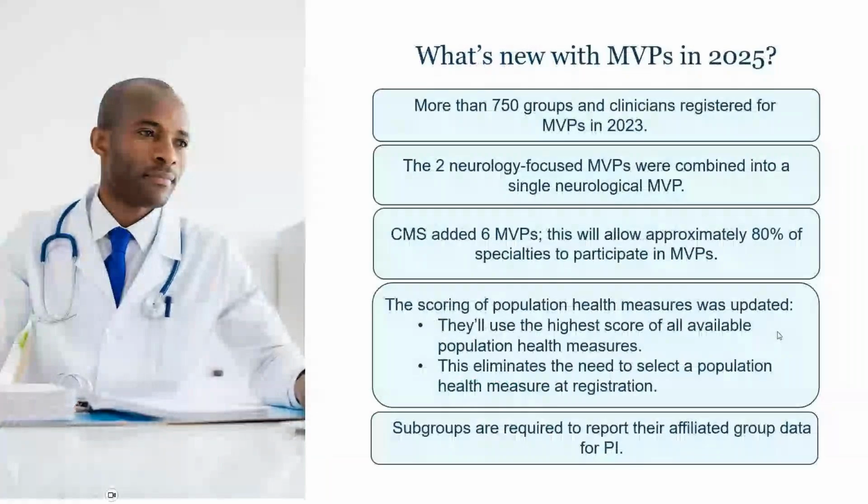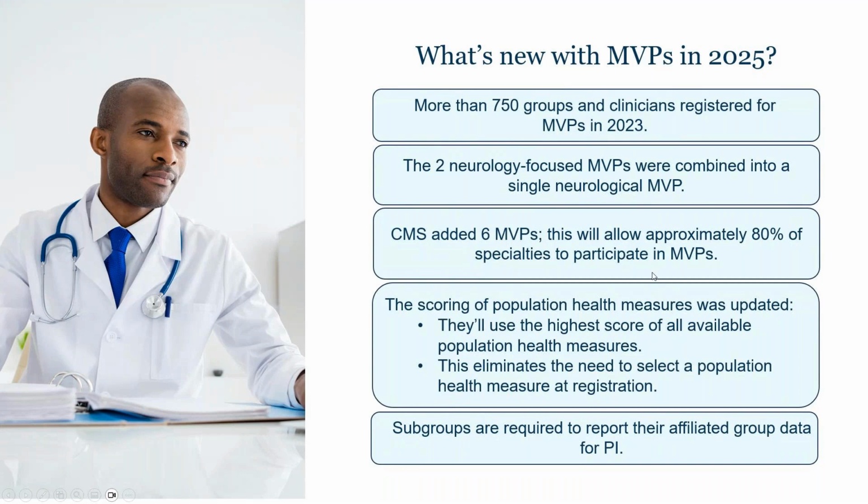So what's new with MVPs in 2025? Minimal groups reported MVPs in 23. We'll have more 2024 information after submission this year. There were a lot more groups that applied for MVPs in 2024, but we won't know submissions till the end of March or early April.